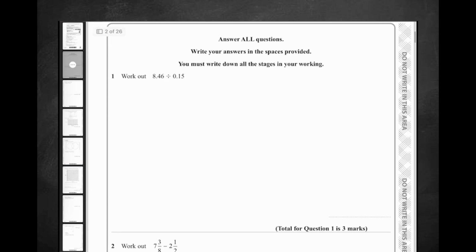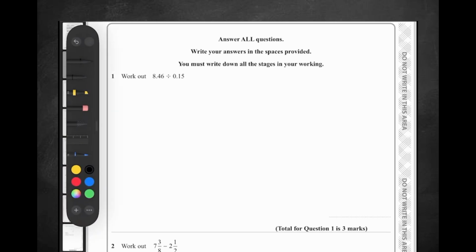So question 1. Work out 8.46 divided by 0.15. 8.46 divided by 0.15 would be the same as dividing by 15 over 100 if it was a fraction. And if you're dividing by a fraction, you can multiply by the reciprocal of that fraction, and it would be doing the same thing. So 8.46 times 100 divided by 15. This would be the same as saying 846 divided by 15.